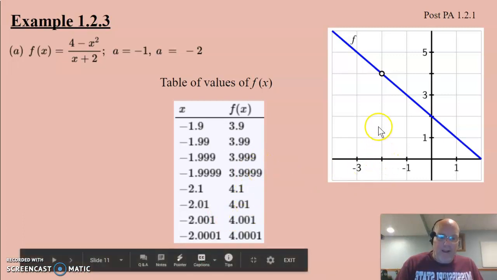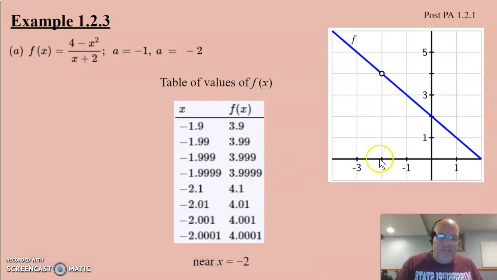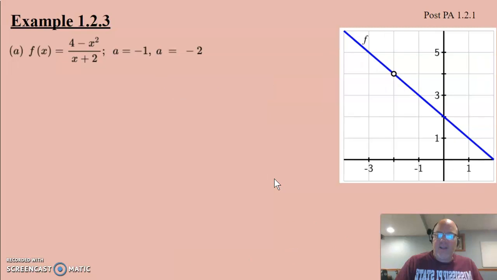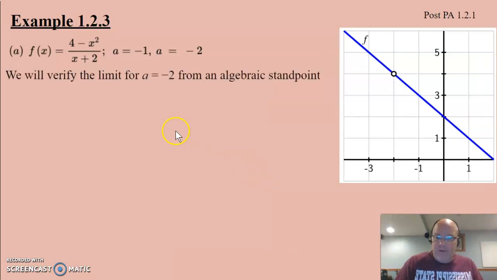I look at my graph and I go, yep, even though it's undefined at x equals -2, I'm getting as close as I want to -2 without actually touching -2, and it does have an output of 4. So that's a good sign. So the table suggests that the limit as x approaches -2 of f of x is equal to 4. The graph supports this, and so now we're going to do this from an algebraic standpoint.